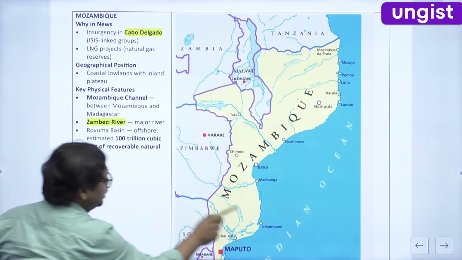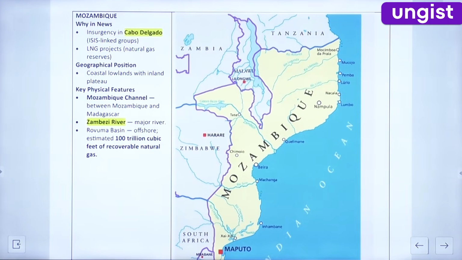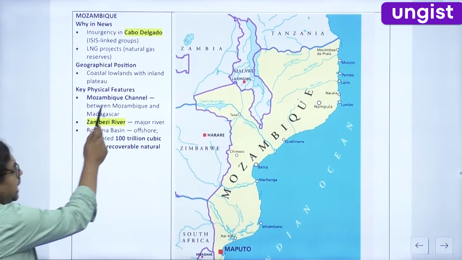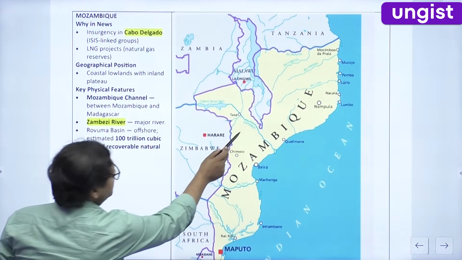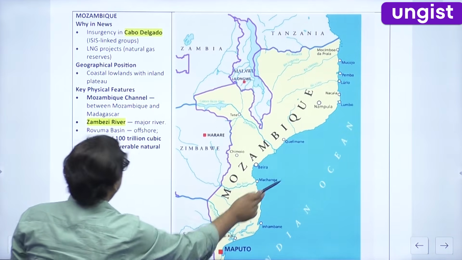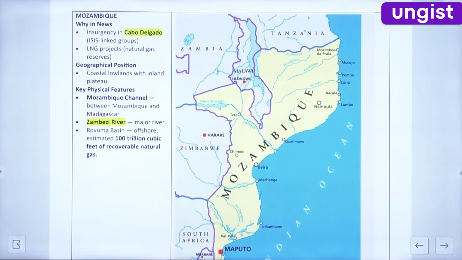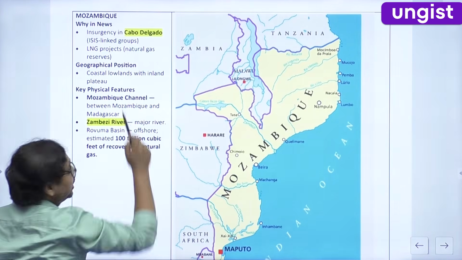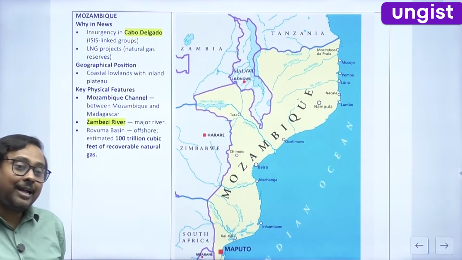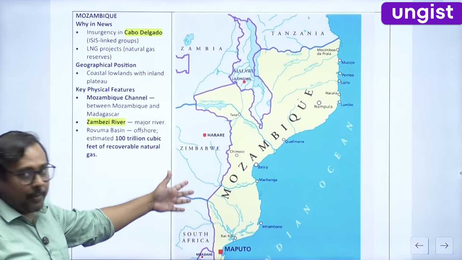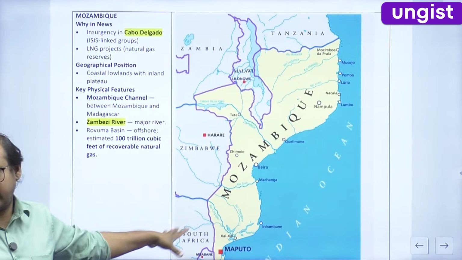Which river drains into Indian Ocean? Very important. UPSC asks this question. It is Zambezi River. It drains into Indian Ocean. It cuts through here, this is your Zambezi. And this is a conflict area. UPSC has again asked a question. Do you remember Cabo Delgado? So Cabo Delgado is in Mozambique. It is a conflict area because of insurgency, extremism.